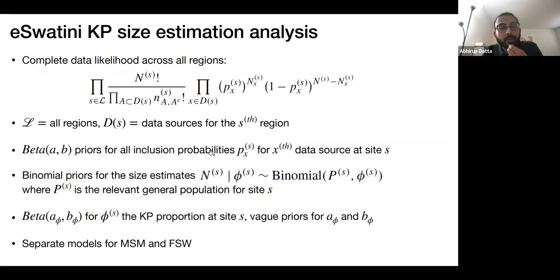We have inclusion probabilities, which are given beta priors. We give a binomial prior for the population size estimates because they are a subpopulation of the larger male or female populations, which are known. And we have a beta prior for the proportion of male or female populations that are MSM or FSW. And of course, we use separate models for MSM and FSW.